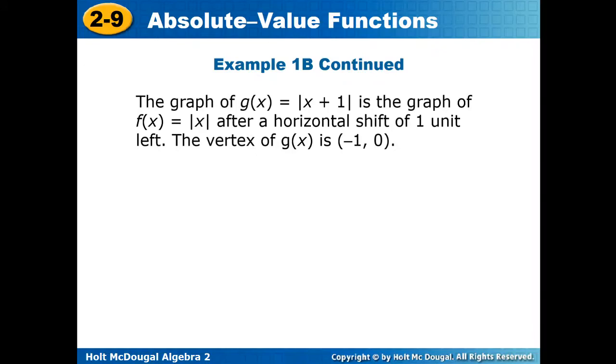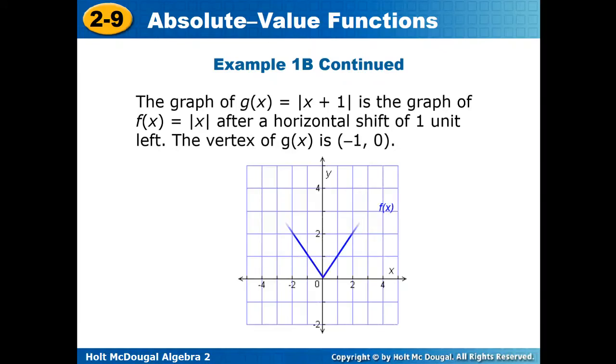Here we see our parent function right here again. And now it says that we are going to shift over 1 unit left, so we're hoping to end up right here. And it says our vertex is -1, 0. And so there it is, and it shifts over 1 unit, and that's exactly what we want it to do.